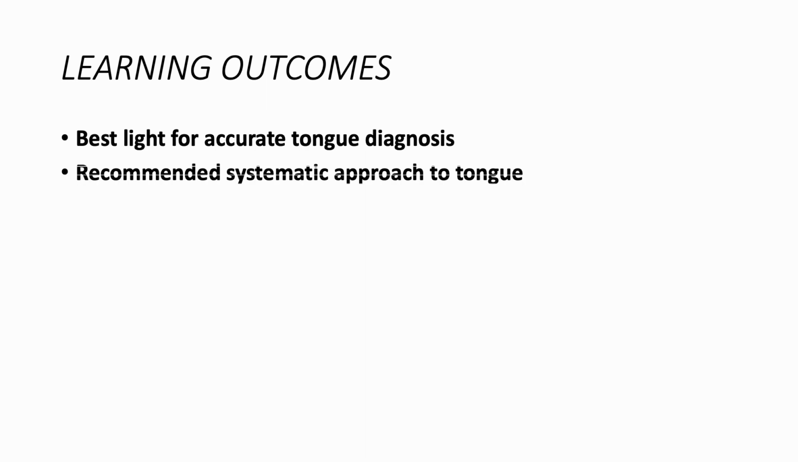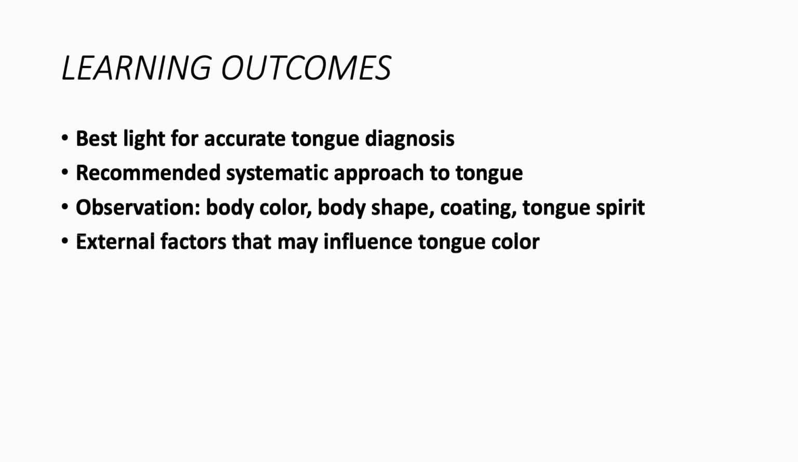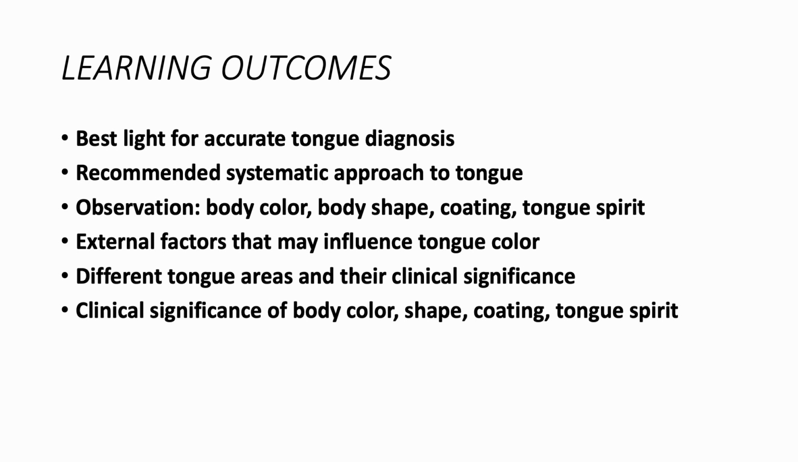We have reached the end of the topic on introduction, and we should have understood the best light for accurate tongue diagnosis, the recommended systematic approach to tongue observation of the body color, body shape, coating, tongue spirit, the external factors that may influence tongue color, the different tongue areas and their clinical significance, and the clinical significance of body color, shape, coating, and tongue spirit.